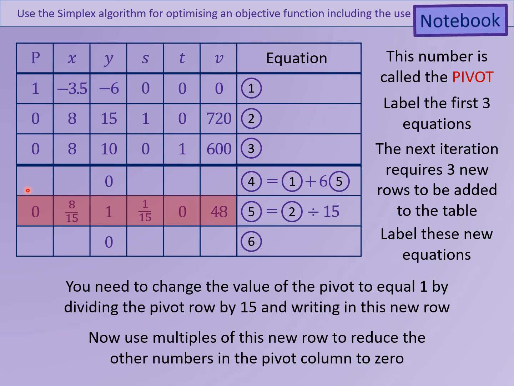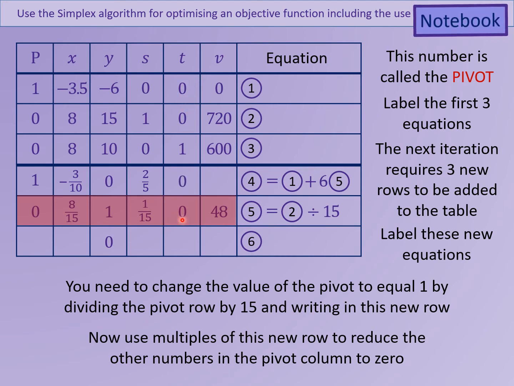So how do I get this number just here? I use that number because it's number 1 plus 6 lots of this number. So 1 plus 6 lots of 0 is going to be 1. Okay, minus 3.5 plus 6 lots of 8/15. Use your calculator. Don't try to do the fractions in your head. You get minus 3 over 10. Minus 6 plus 6 lots of 1 is 0. That's what you wanted. 0 plus 6 lots of 1/15 is going to be 2/5, or 6/15 is fine.